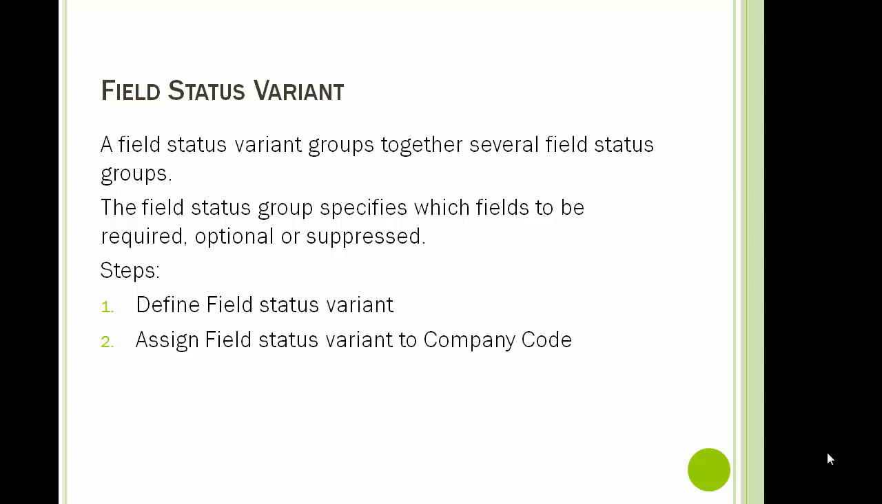So we'll be seeing that once we do the transactions in SAP, which will give you a better clarification about how these fields work and how we can make those things required, optional or suppressed. So we'll be looking at how we can define the fiscal year variant, and then how we can assign the fiscal year variant to the company code.